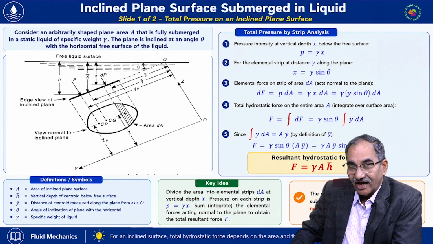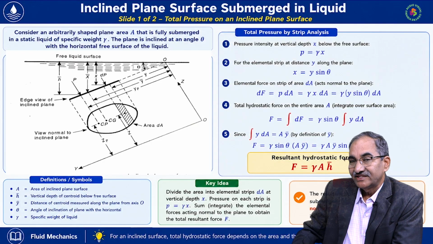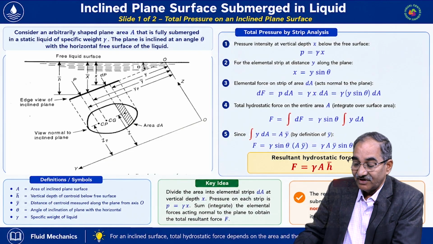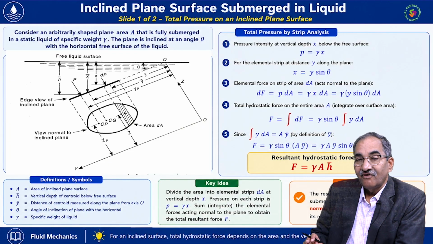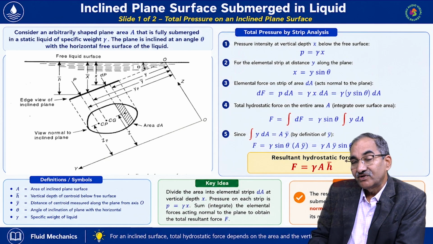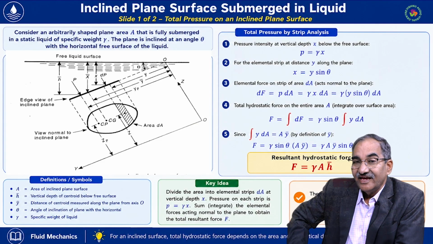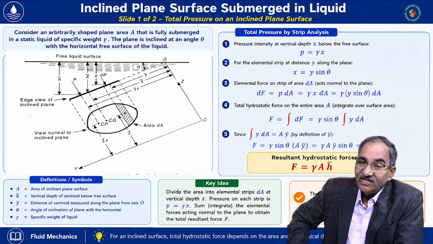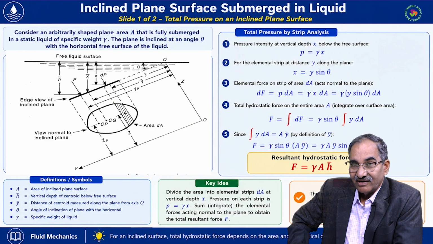You all know that in the case of a vertical plane surface, when we were calculating the hydrostatic force, if you remember, the integral of H dA we wrote as A H bar. That is the first moment theorem. From that we have integral H dA is equal to A H bar, right?